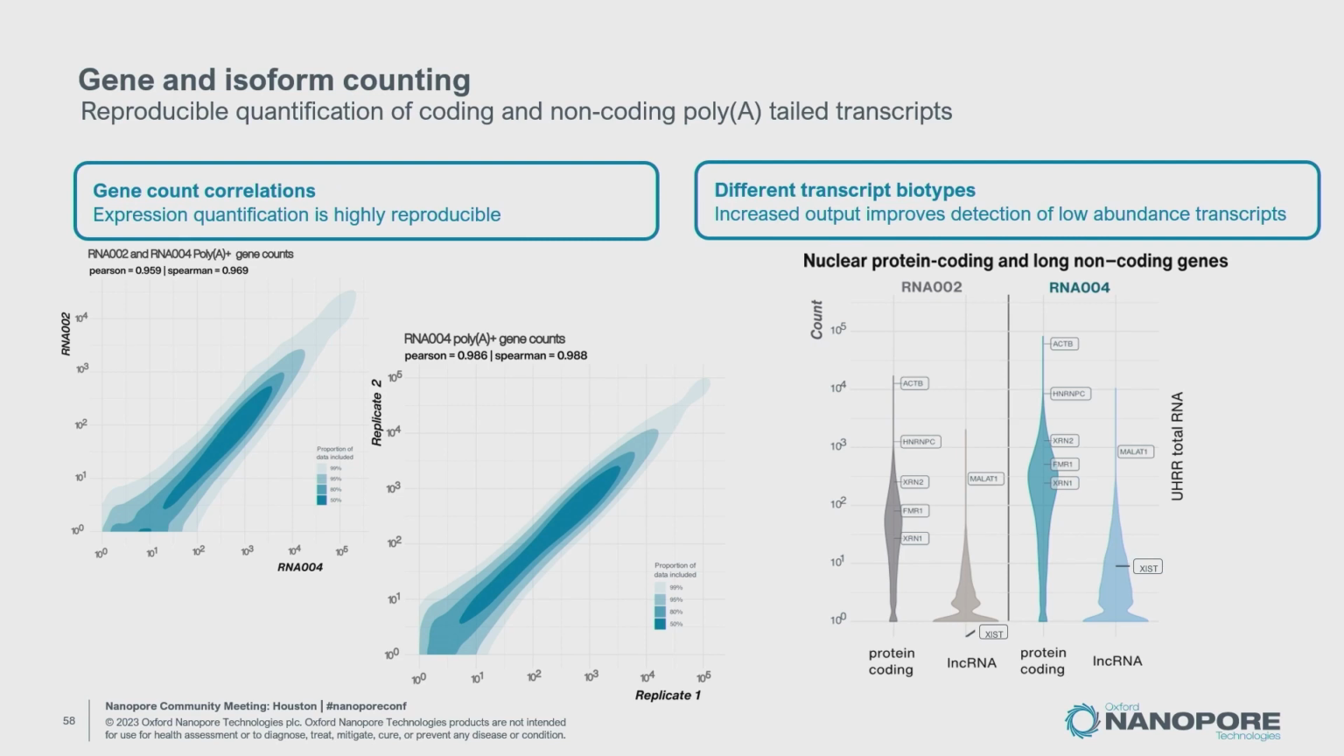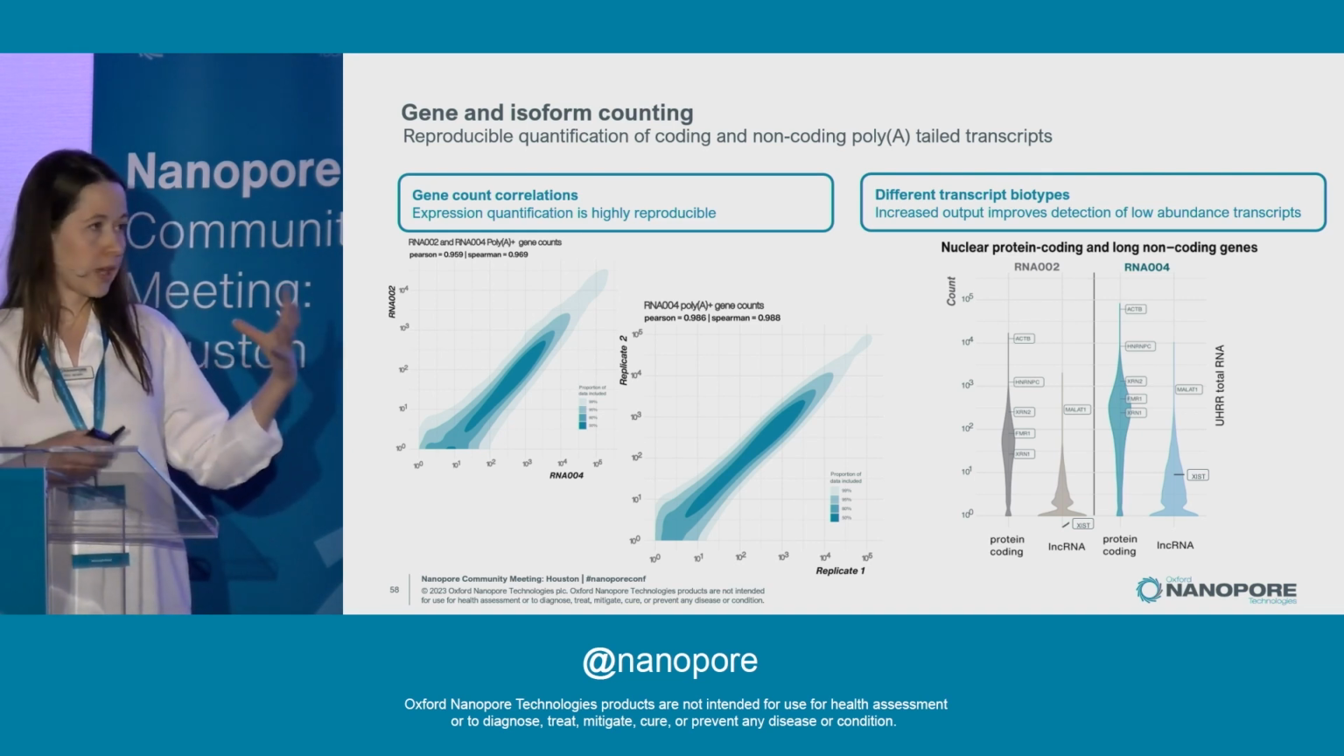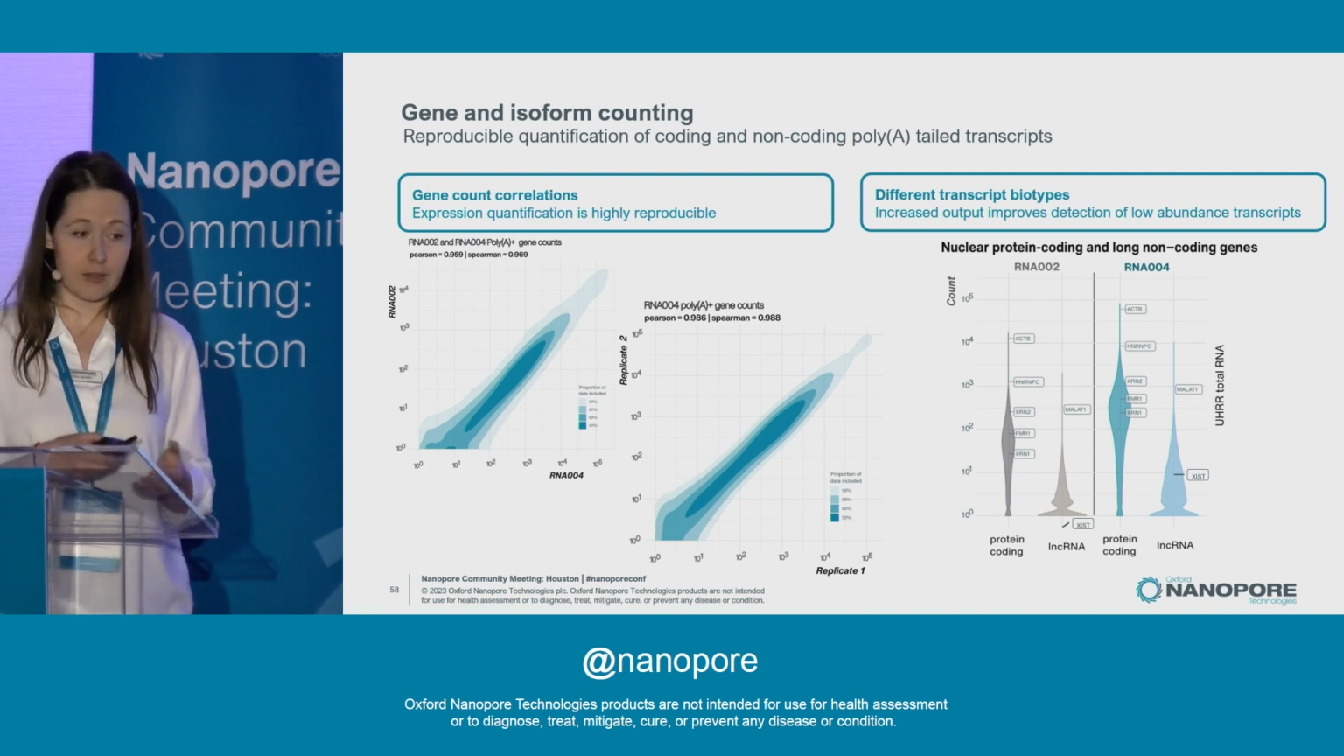You can also quantify gene and isoform expression with RNA0004. Here we have a plot showing a correlation of gene counts between two replicates of RNA0004. You can see a very high correlation and also a high range of expression values. So you can quantify gene expression. It's also important to know that direct RNA measures any RNA molecule that has a poly-A tail, so protein-coding genes, but also lncRNAs that have a poly-A tail, which is shown here on the right. And now with the increased output, you can also capture those low abundance lncRNAs much better than before.